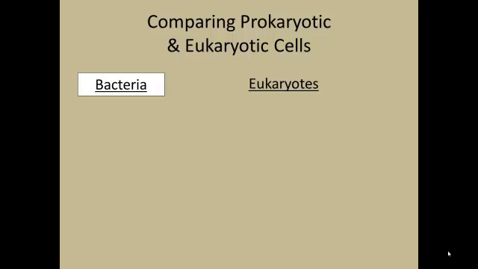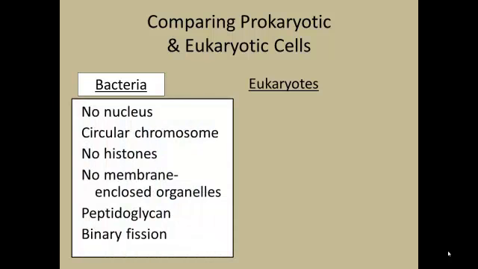Okay, now for the characteristics of prokaryotes, specifically bacteria. They have no nucleus. The nucleus is a membrane-bound organelle that is the largest organelle in the cell. By organelle, I mean little organs that are inside the cell. They're not really organs because organs are composed of multiple cells, but you get the idea. A nucleus protects the DNA or the chromosome of the cell. Bacteria don't have this. They do have a circular chromosome.